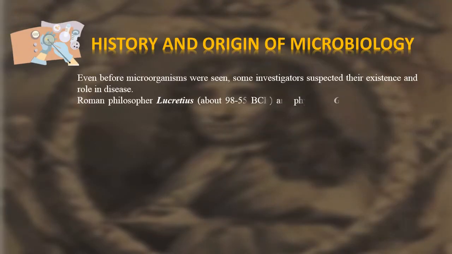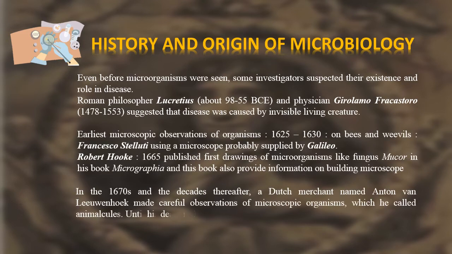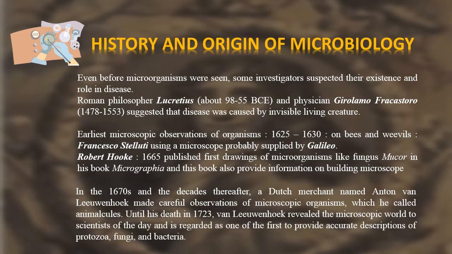Now we are moving to the history of microbiology. The history and origin of microbiology. Before microorganisms were seen, some investigators suspected their existence and role in disease. The Roman philosopher Lucretius, in about 98 to 55 BC, and the physician Girolamo Fracastoro suggested that disease was caused by invisible living creatures. The earliest microscopic observation of organisms was done in 1625 to 1630 on bees and weevils by Francesco Stelluti, using a microscope probably supplied by Galileo.